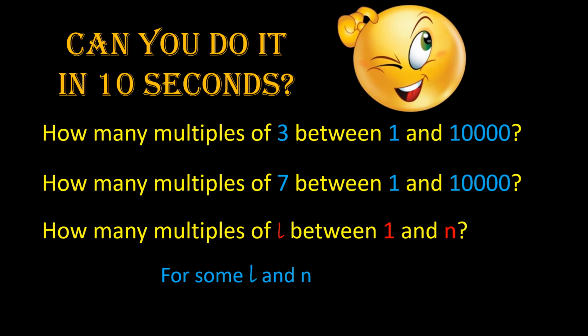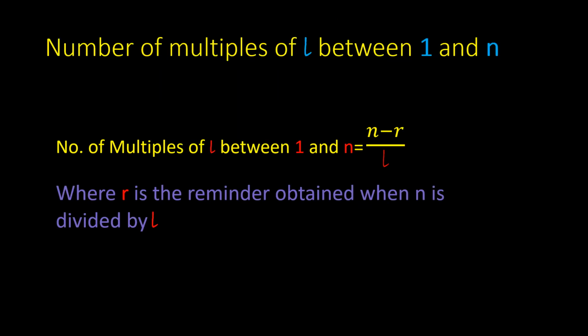So here we can see the formula for finding the number of multiples of L between 1 and n, which is (n minus r) over L, where r is the remainder when we divide n by L. So first of all we divide n by L and see what the remainder is, and then by just plugging into this formula we can find how many multiples of L there are between 1 and n.